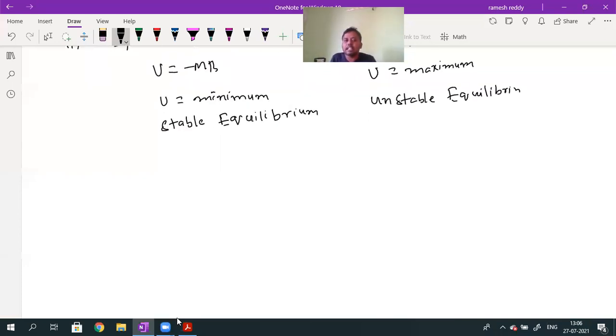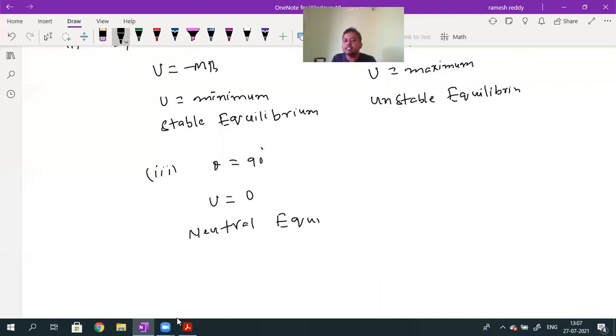And what about the third condition? Whenever theta value is equal to 90, what happens to U? U value will be equal to 0. Whenever the U value is equal to 0, it is said to be in neutral equilibrium.